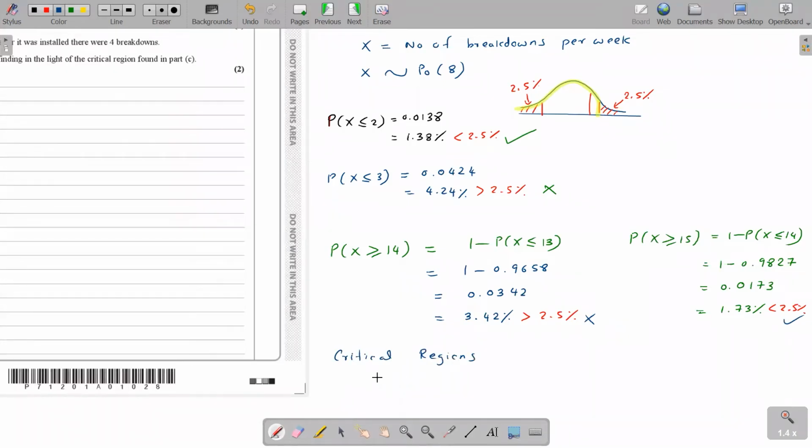So what are the critical regions? X is less than or equal to 2, or the other one is x is greater than or equal to 15. So these are the critical regions. Any x value in these critical regions would make you reject the null hypothesis. Is that clear?